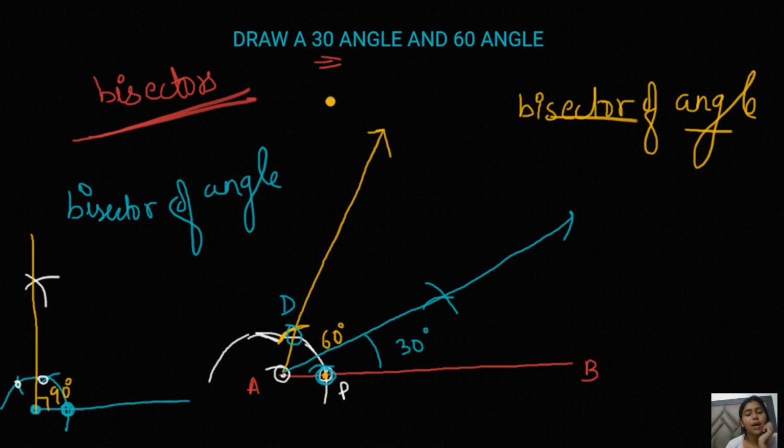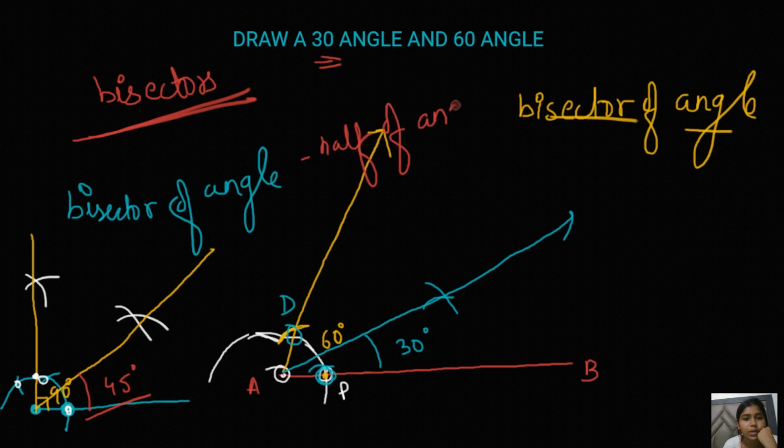Now what to do when we have to draw the bisector of this 90-degree angle? This is your 90-degree angle, this is the point. You will just have to take this point, open the compass and make an arc like this. Now you have to put the pointer here and make another arc like this, right? Now you just have to join these arcs, and what you will be getting is your bisector, that is half of the angle. Bisector of the angle means half of the angle.